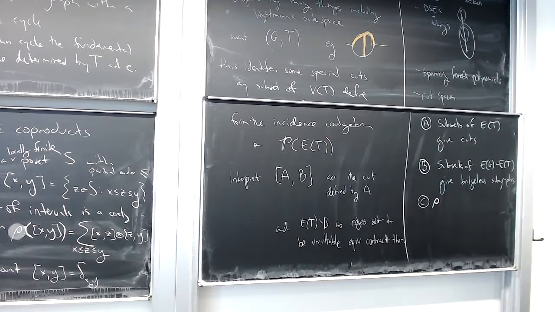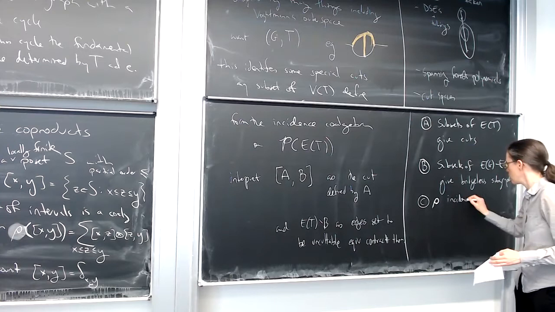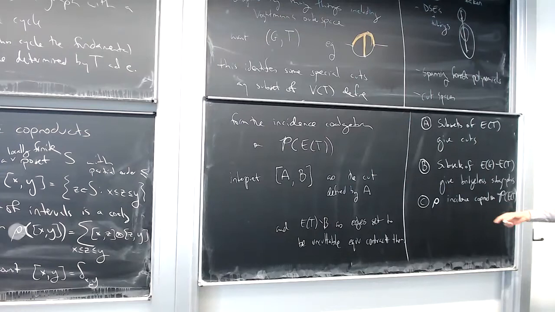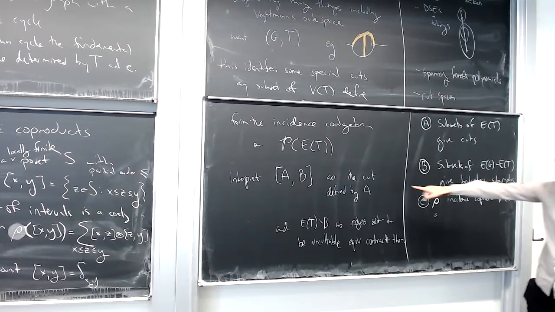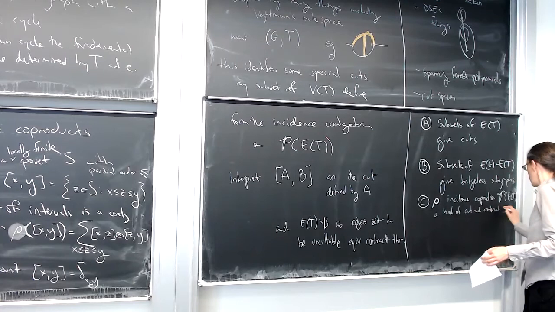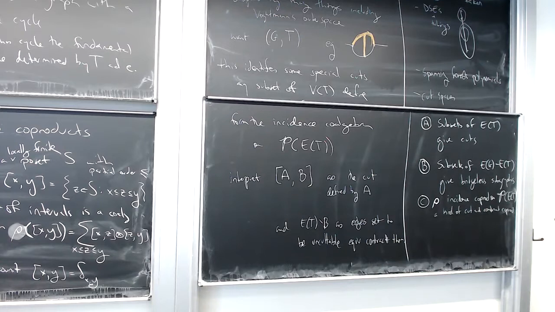So we're going to take rho as the incidence coproduct on the power set of the edges of the tree. And this is a cut and contract coproduct. It's not the classic cut and contract. It's marking cutting and contracting. Okay, so that's something.